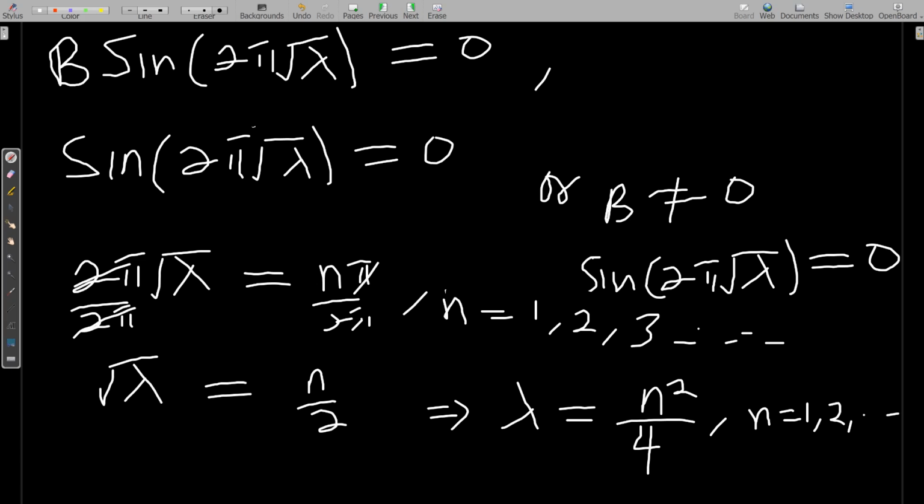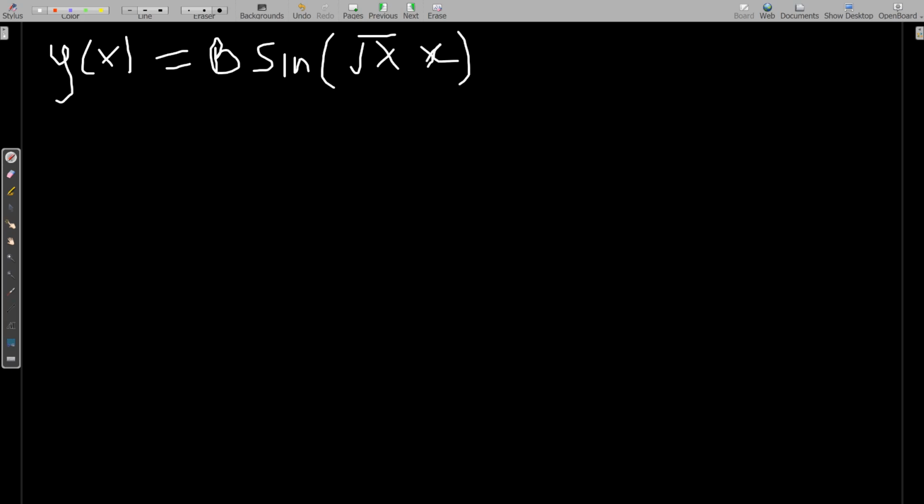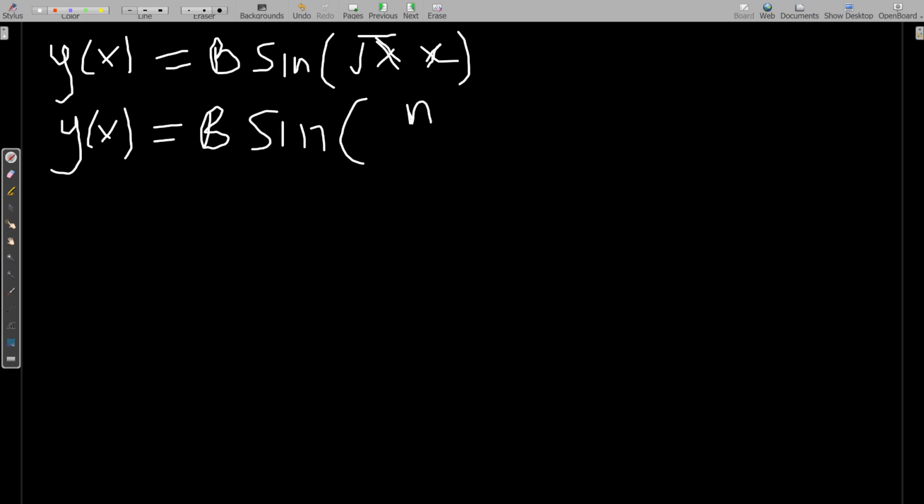Now we have lambda equals n squared over 4. We just go ahead and write our function. Our function y of x is equal to b sine of square root of lambda x. And b, we said, is not equal to 0, meaning that this solution has infinitely many solutions because of the b. And even the lambda here is many. B sine of the square root of lambda, which is n squared over 4. The square root will give me what? n over 2. So this is my solution: b sine of n over 2 x.